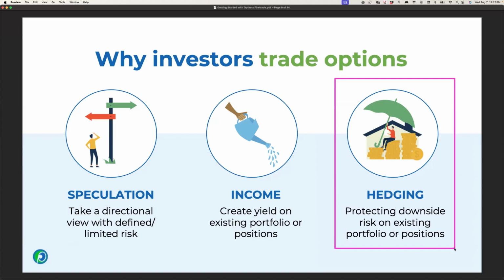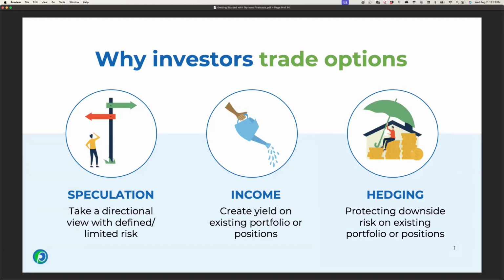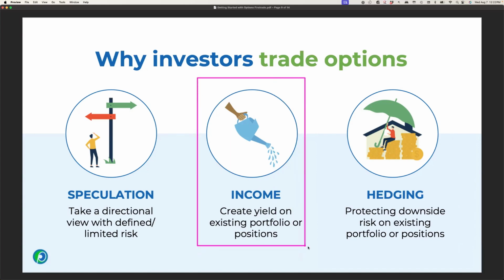So those are the three general reasons that most investors utilize options in their portfolio. And just to help you understand frequency, income is largely going to be the most frequent strategy that's traded. These are systematic strategies where you're selling options every single week or every single month to try to collect income. You're doing that all the time.